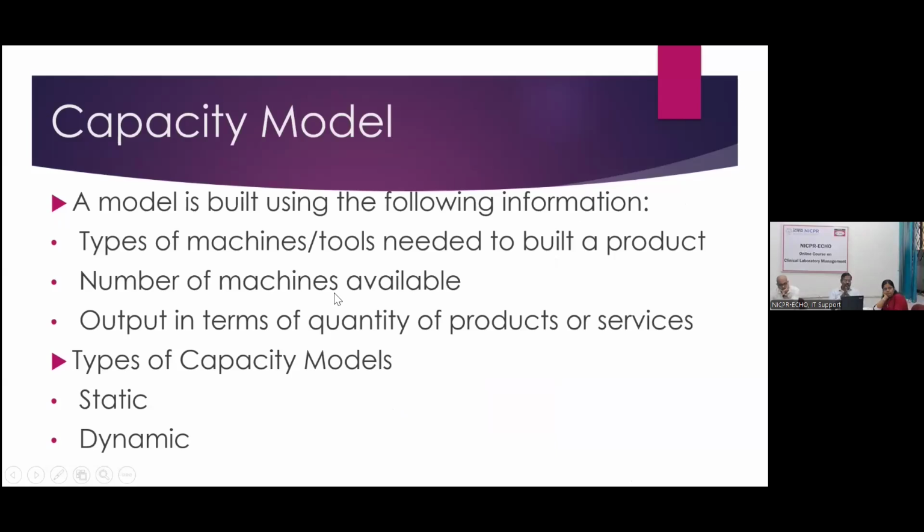The capacity model is built using the following information: type of machines, tools needed to build a product, number of machines available, and output in terms of quality of product or services. There are two types of capacity models, static and dynamic.